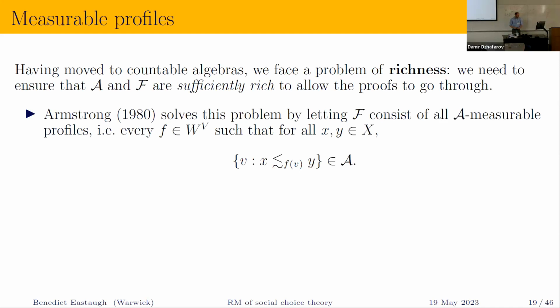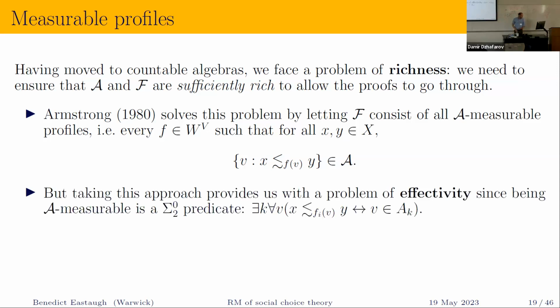So Armstrong, for example, just says, okay, let's take F to be all of the A measurable profiles. So just the profiles such that for every pair of alternatives X, Y, the set of voters who prefer X to Y under F is in the algebra. Okay, so the profile is measured by this algebra. If you arithmetize this definition, though, you get something that's Sigma 2, and it's not really very good to work with in RCA0.